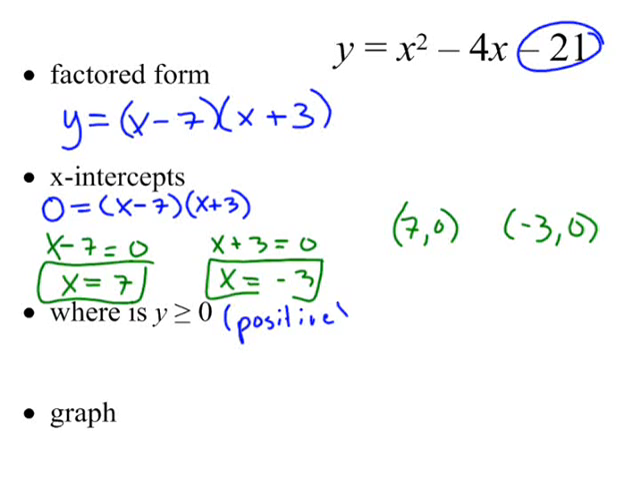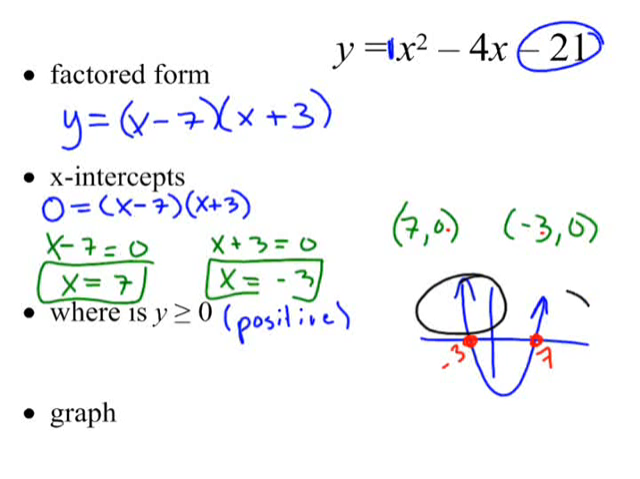But it also can help you to do what we call a sign chart. If you look at this graph, first of all, you can see that the a value is positive, so it's a happy parabola, so it's going to open upward. We already know that this x-intercept is 7, and this x-intercept is -3. So you can tell by roughly sketching that your intercepts are there, and you can tell from your graph where it's positive without having to do a sign chart.